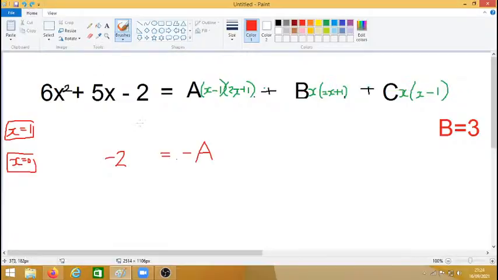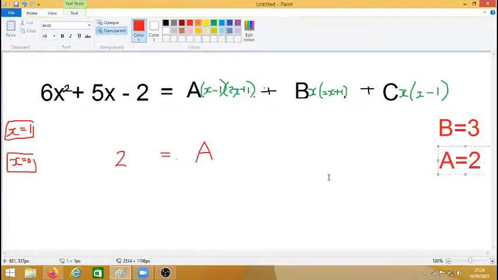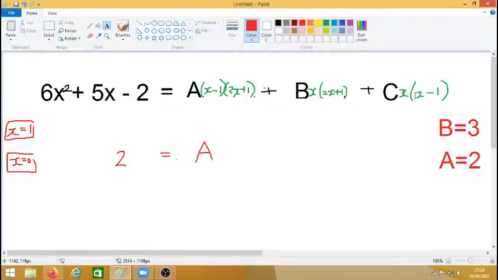So I've got minus a is equal to minus 2. Cancel the minuses from both sides. You're left with a is equal to 2. And now the last one, we can put any value we want. I've already put 1. I can't put 0, I've already put 0. So you could just put maybe 2. So let's go with x is 2.